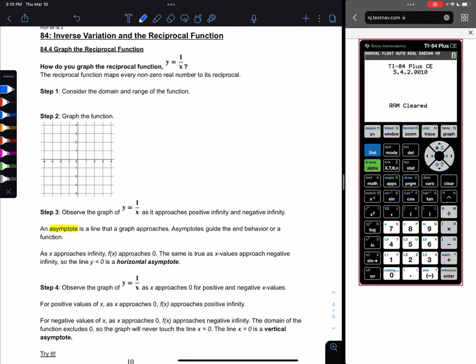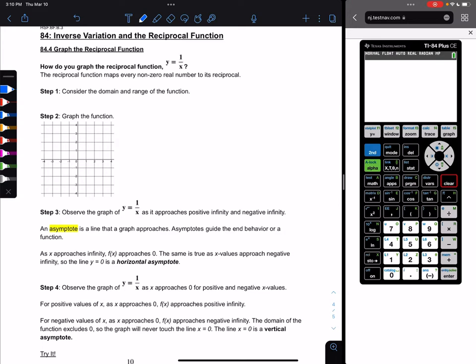In this video, we're going to look at topic 84, example 4, graph the reciprocal function. So we're asked, how do you graph the reciprocal function y equals 1 over x? The reciprocal function maps every non-zero real number to its reciprocal.